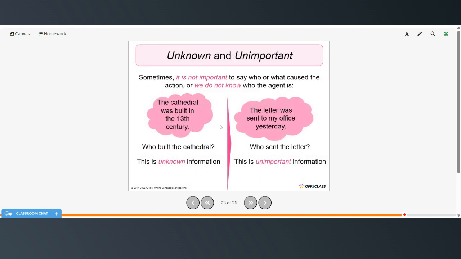Sometimes it is not important to say who or what caused the action, or we do not know who the agent is. So the cathedral was built in the 13th century. So who built the cathedral? Well, this is unknown information. The letter was sent to my office yesterday. Who sent the letter? This is unimportant information.